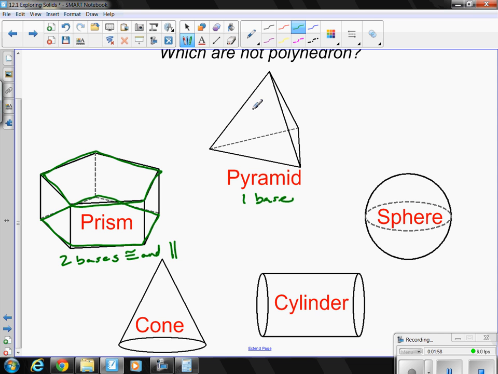These are both polyhedron because they are made up of polygons, where a sphere, cylinder, and cone, these are not polyhedrons because of their rounded circular bases. Okay, and the sphere doesn't even have a base.